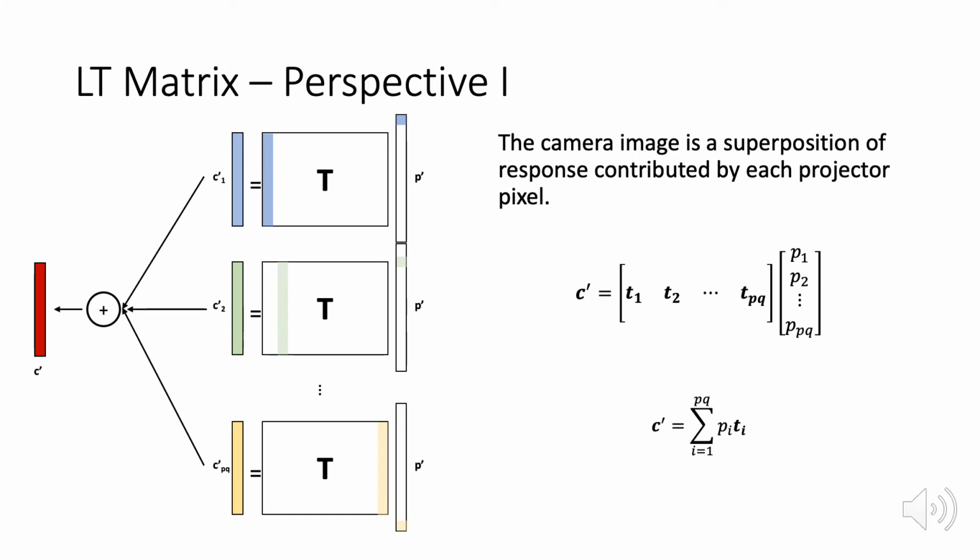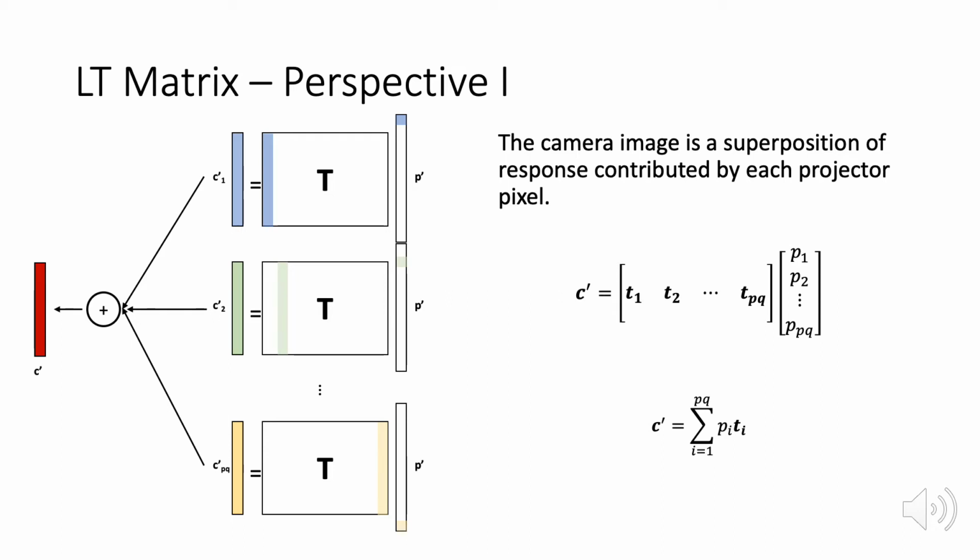To have a better understanding of the light transport matrix, let me give you two perspectives. First, let's look into the columns of the light transport matrix. Every single projector pixel can contribute to several or many pixels in the camera, which corresponds to a certain column in the light transport matrix. So the final image should be a linear combination of these contributions, namely a linear combination of the columns in the light transport matrix.